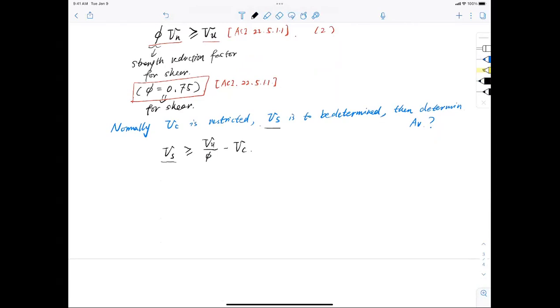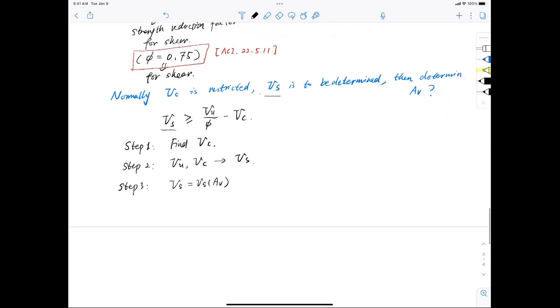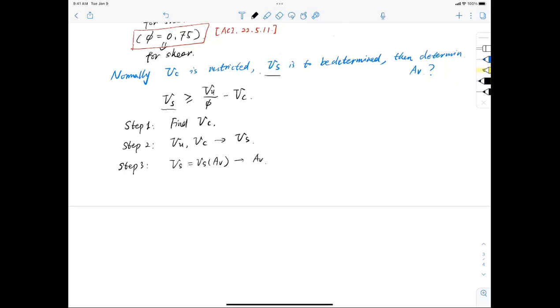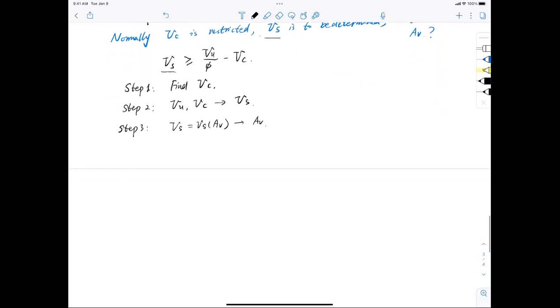All right. So now you have seen this, right? Now you say, okay, look, now I understand. So step number one would be find Vc. Step number 2, use Vu and Vc to find Vs. And step number 3, since Vs is a function of the area of reinforcement for stirrups, I can find the stirrups reinforcement area. And then that will conclude the design process for shear. Okay, so that would be the logic sequence, right? So if you know this logic sequence, let's follow it.